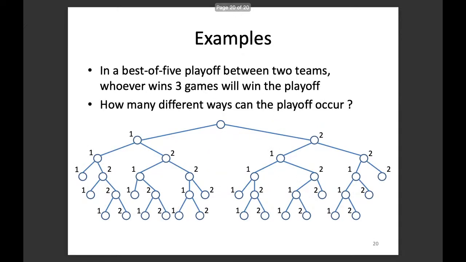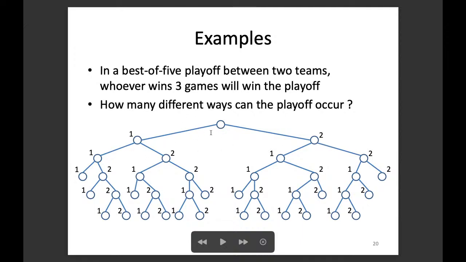As another example, suppose that we are looking at this common rule of playing games between two teams. So we have best of 5. So there are at most 5 matches between two teams. Whoever gets 3 wins will win the game. So how many different ways can the game be conducted? Suppose that here there are 2 teams. I'm using the labels 1 and 2 to represent whether team 1 or team 2 is winning.